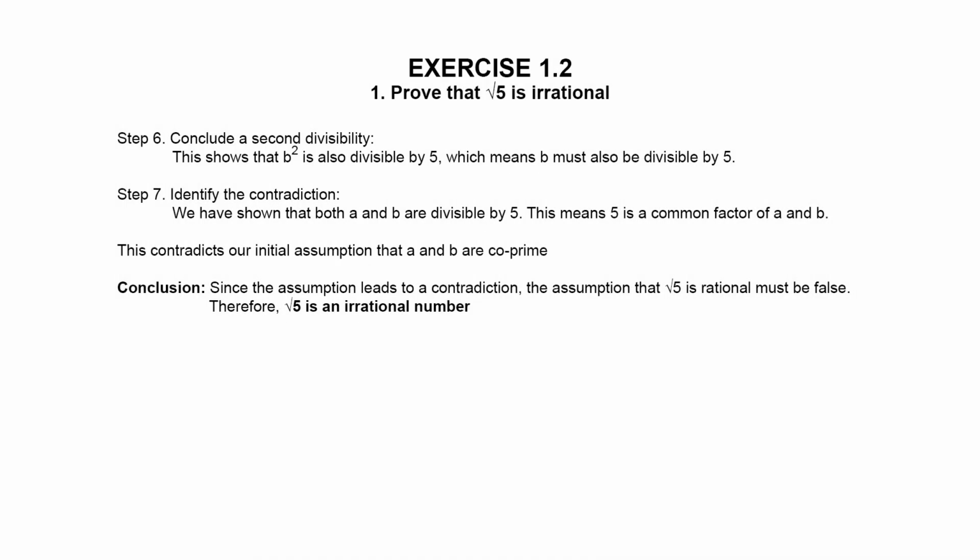Step 6. Conclude a second divisibility. This shows that b² is also divisible by 5, which means b must also be divisible by 5. Step 7. Identify the contradiction. We have shown that both a and b are divisible by 5. This means 5 is a common factor of a and b. This contradicts our initial assumption that a and b are coprime. Conclusion: since the assumption leads to a contradiction, the assumption that square root of 5 is rational must be false. Therefore, square root 5 is an irrational number.